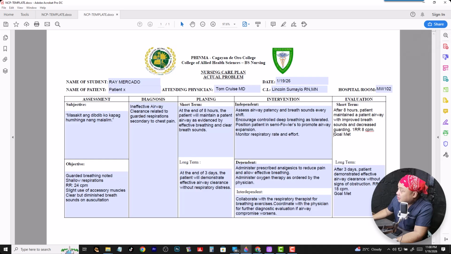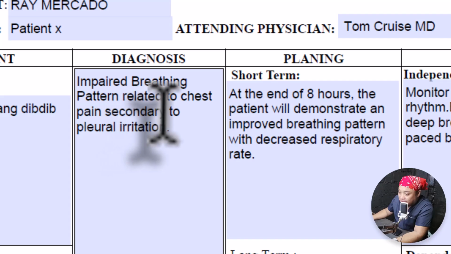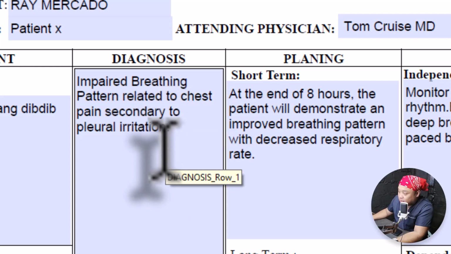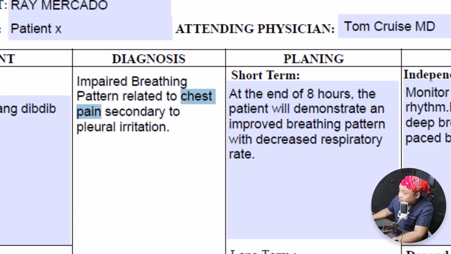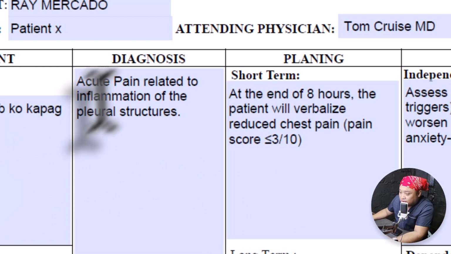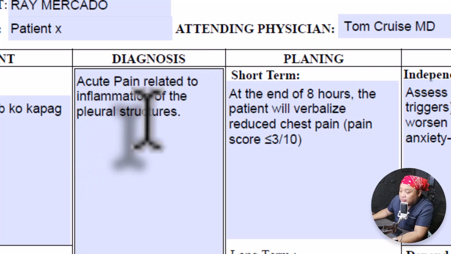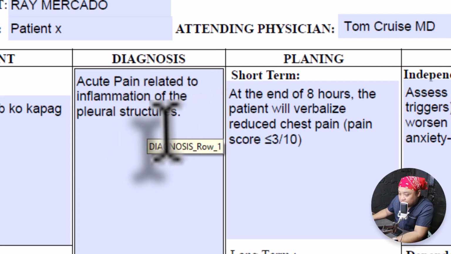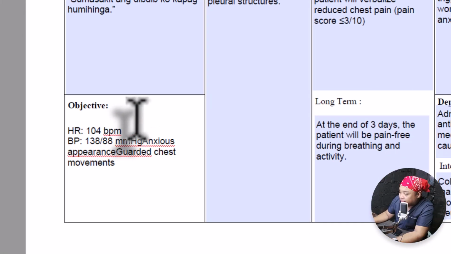So my second priority, let me just show you my second priority here. My second priority is impaired breathing pattern related to chest pain, secondary to pleural irritation. The third priority, let me just open this up. My third priority is acute pain related to inflammation of pleural structures. So if you look here in the objective, we're gonna be talking about pain.